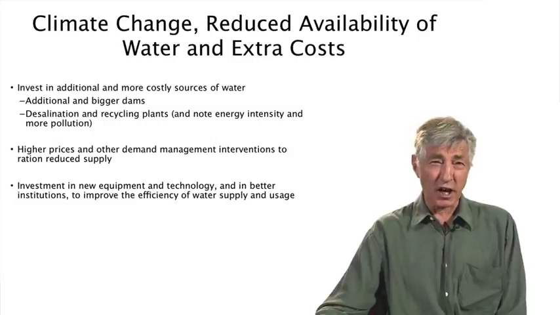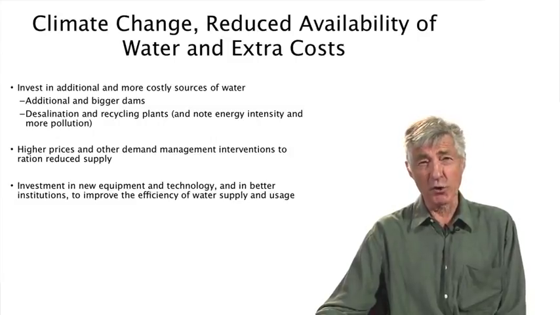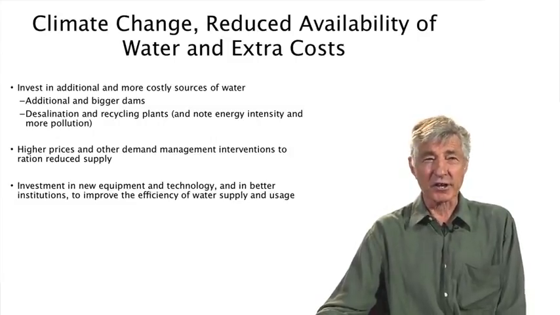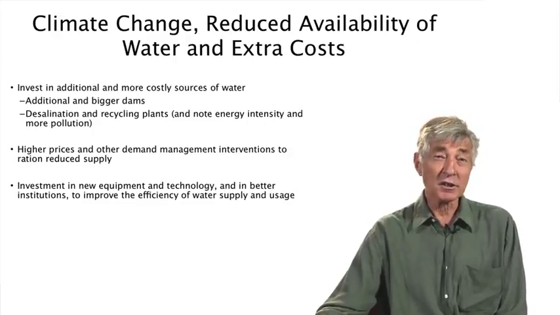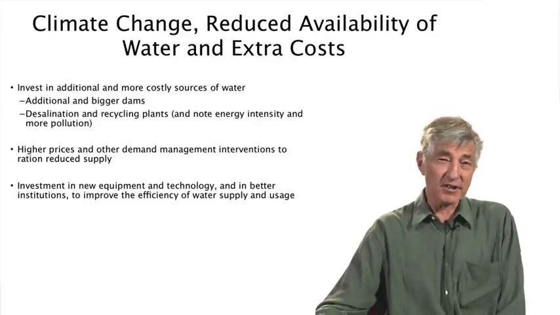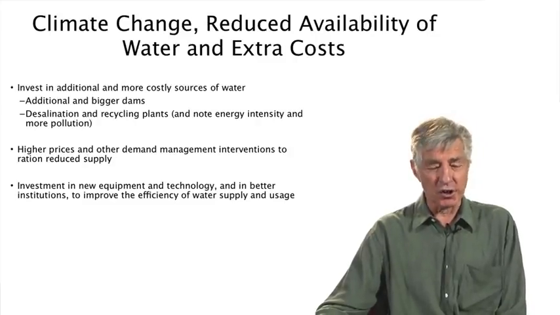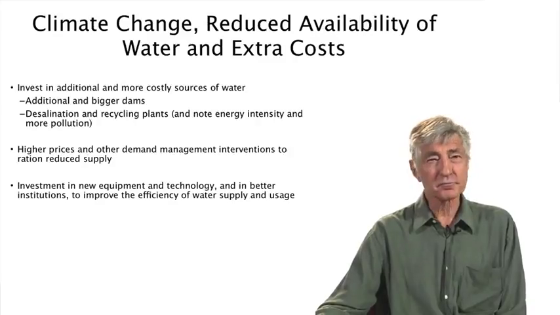Or, as households, we are going to have to invest in new equipment and technology. So instead of using your old clumsy washing machine that uses, say, 6 or 7 litres per shirt that you wash, we invest in a smarter machine that uses half the amount of water. Now that saves on water, but we've got to buy a new machine, and that's an extra cost.